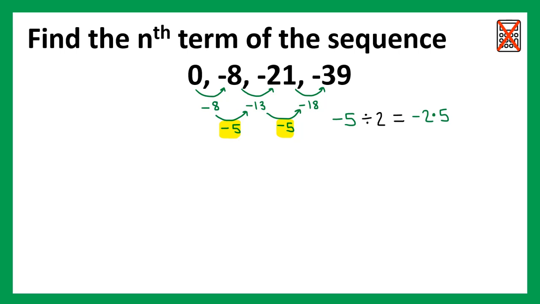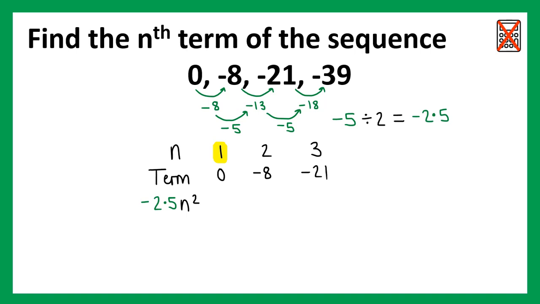negative 2.5 n squareds. Considering the first 3 terms, I then need to calculate negative 2.5 lots of n squared. N squared is 1, and timesing this by negative 2.5 will give me negative 2.5. For the next term, n squared is 2 squared, which is 4, and multiplying this by negative 2.5 gives me negative 10. And lastly, I'll have 3 squared, which is 9, and multiplying this by negative 2.5 is negative 22.5.